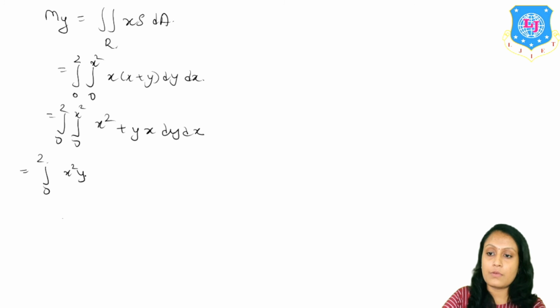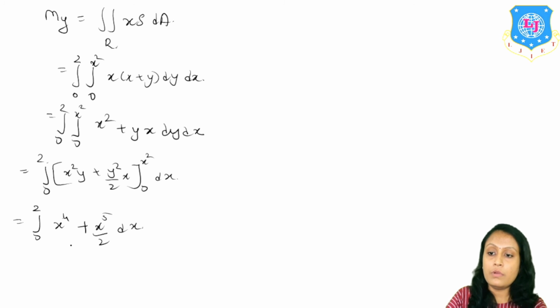So this is x square y plus y square by 2 into x, and the limits are 0 to x square dx. Now substitute the limits. So integration 0 to 2. Now x square into x square, so x raised to 4 plus, now this is x raised to 4 into x, so x raised to 5 upon 2 dx. Now integrate this with respect to x.